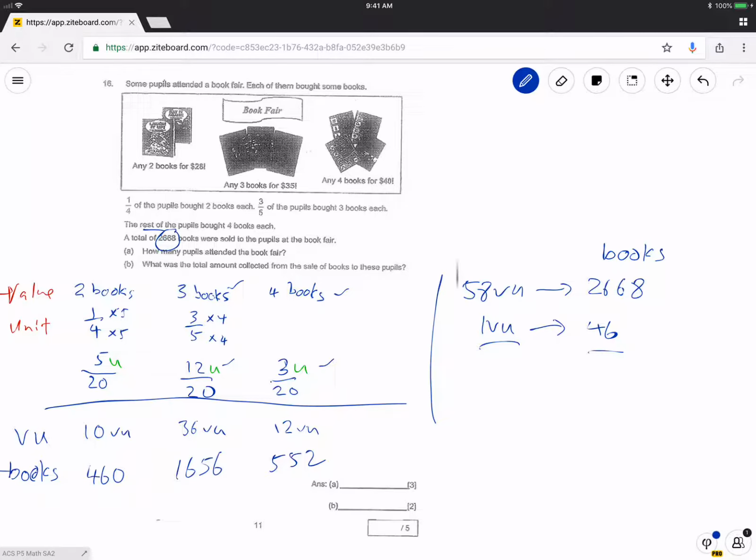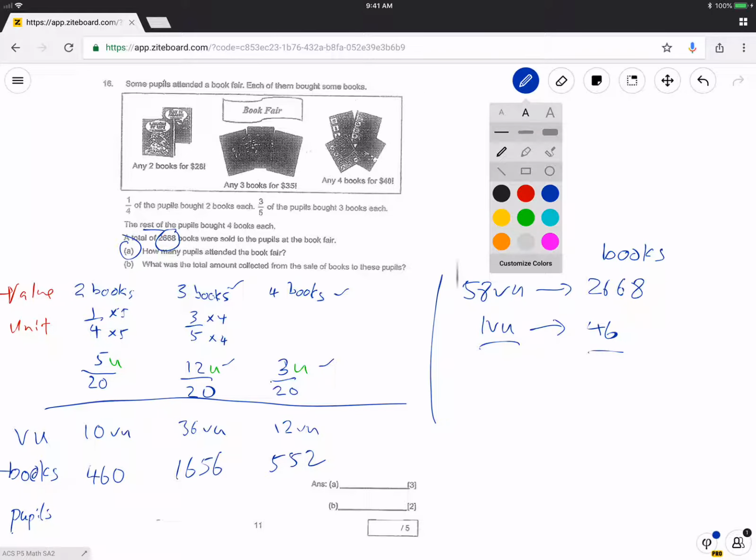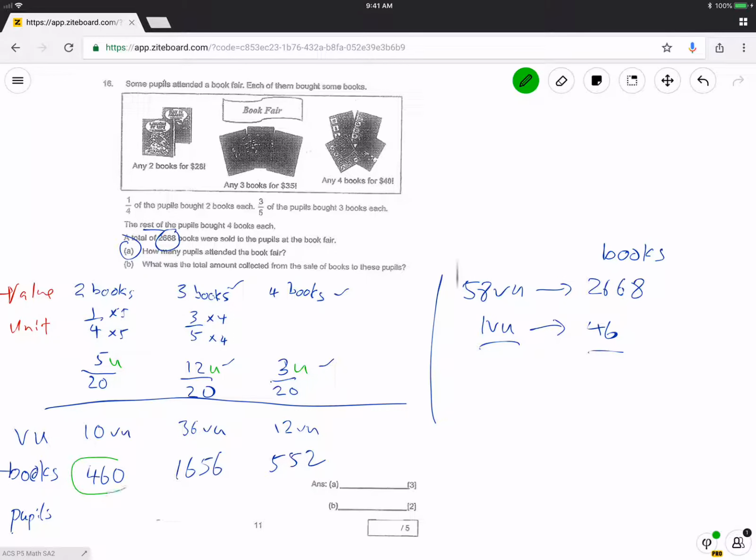Now if you look at part A, the question is how many pupils attended the book fair. So if you want to find the number of pupils, you have to take the total number of books divided by how many books each person has. So if we take 460 divided by 2, that's 230 pupils with 2 books each.